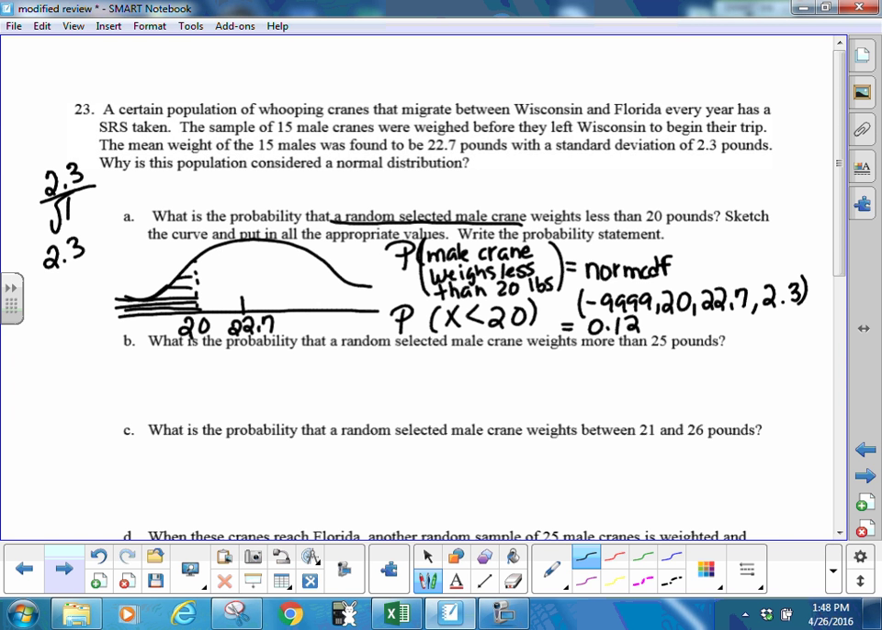So let's see if I've done everything they asked me to. I found the values, I sketched the curve, I wrote the probability statement. Now let's talk about AP land for a while. What fatal mistake have I made? Didn't label. I did not label.